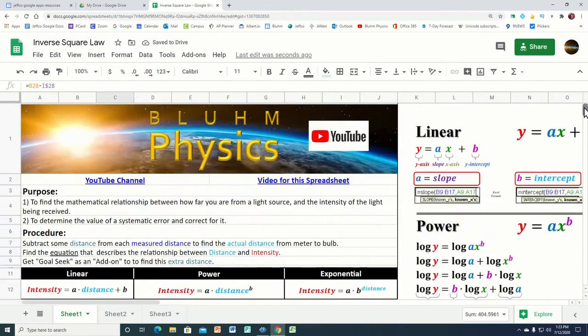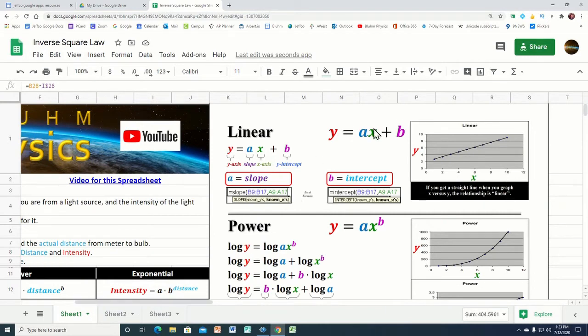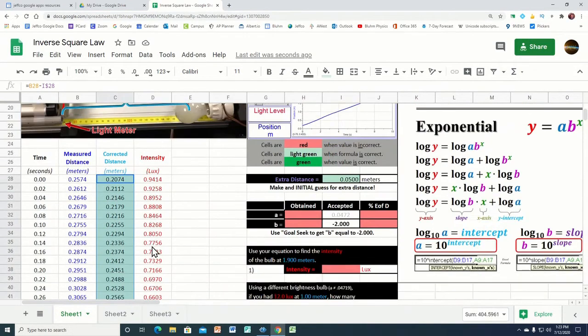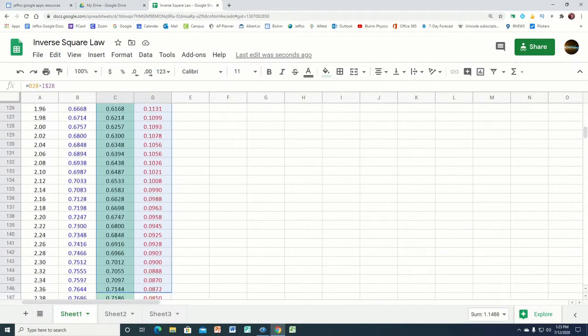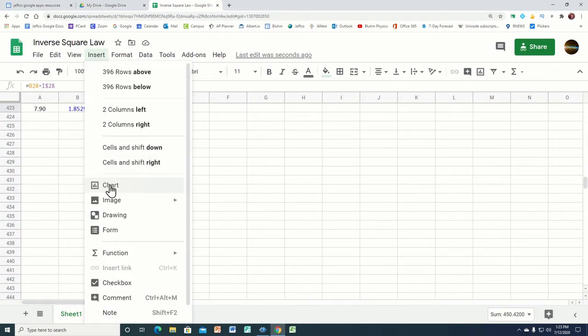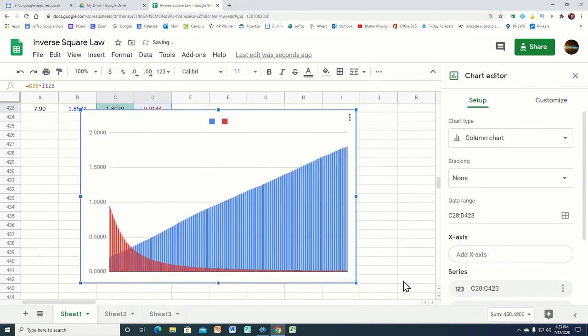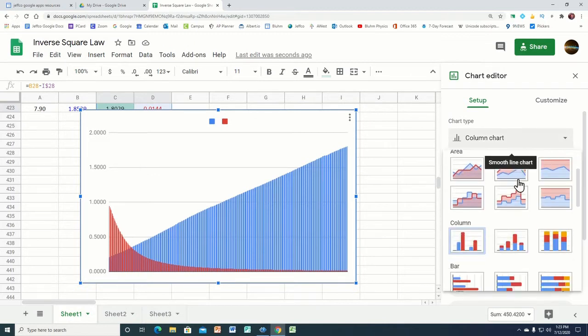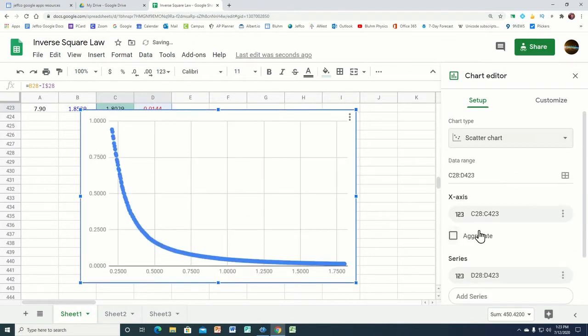Okay. So what we first want to do is check to see if the relationship between distance and intensity is linear. So I'm going to graph distance and intensity and see if I get a straight line. So I do want to use my corrected distance and intensity. So I'm going to copy that all the way down here, and I'm going to throw all those numbers into a chart. We're going to insert a chart, and it tried to guess what I was trying to do.